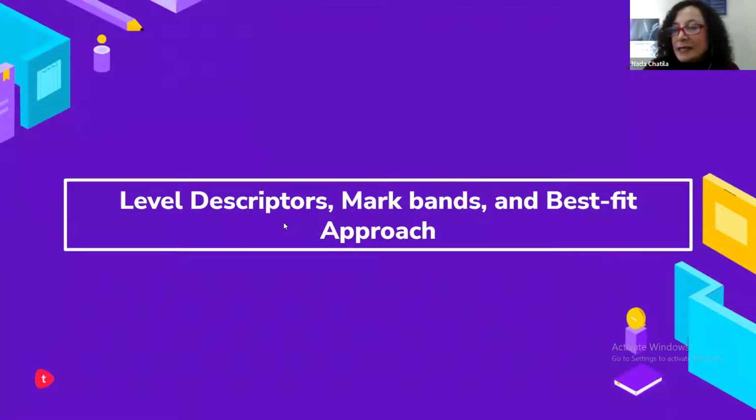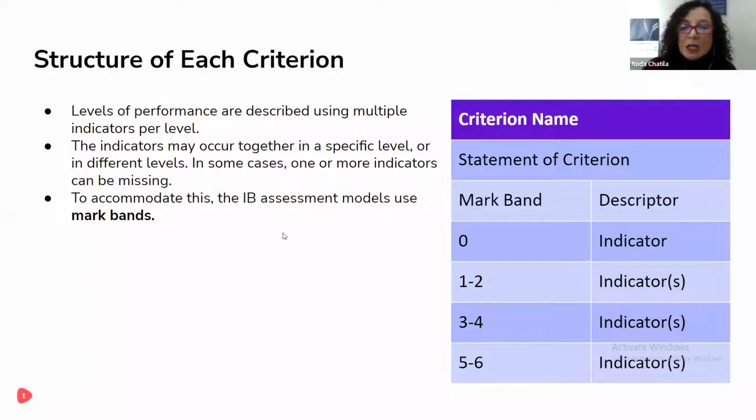Before we move on to the criteria themselves, let us explore the format of the rubric and the level descriptors, the use of mark bands, and the best-fit approach for marking. This is what the criterion structure looks like. There is always in the rubric a statement of the criterion and the different performance levels with the descriptors. We also call them indicators. They vary between 3 to 4 indicators or descriptors per performance level. Some performance levels have only 1 mark, others have 2 marks, but this is the general structure.